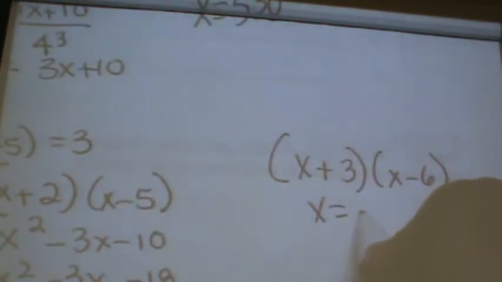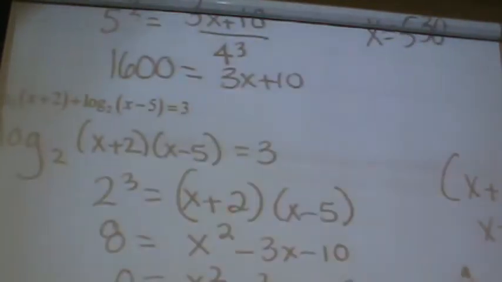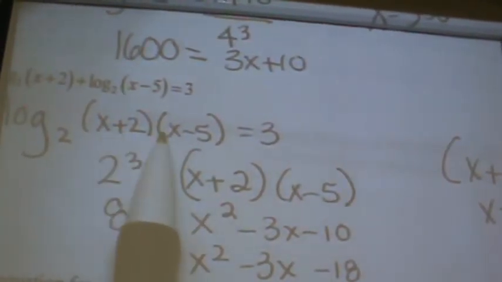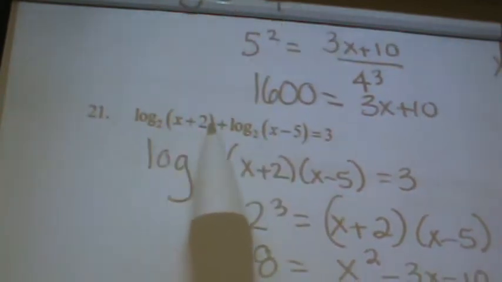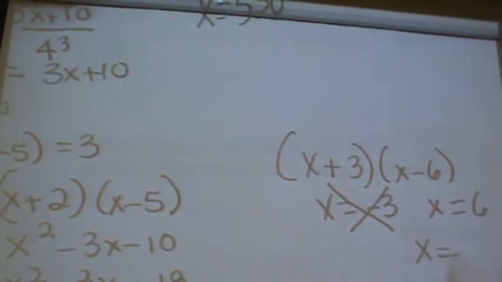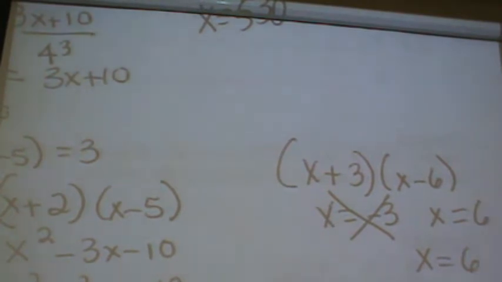So your possible answers are -3 and 6. But we have to throw out this answer because if you put -3 here or here, you would get a log of a negative number. You can't have a 0 or a negative number right here. So this answer is extraneous, and 6 is the only one that works. Now I guarantee on your test, they're going to put both of these answers here. You need to know to throw out any extraneous solutions.